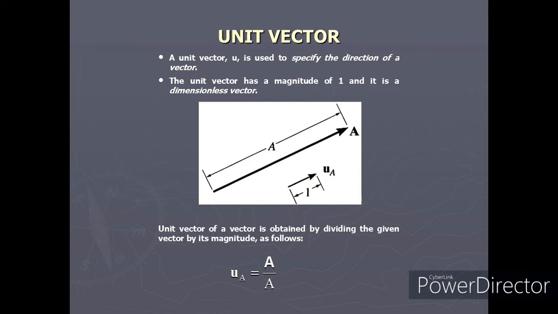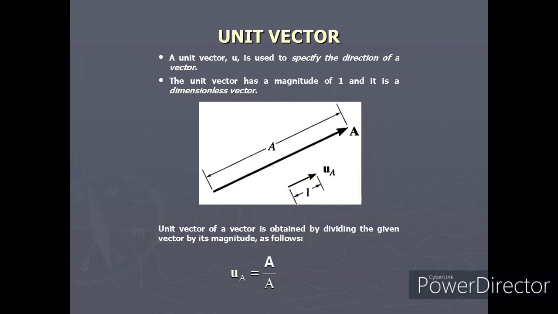A unit vector is used to specify the direction of a vector. The unit vector has a magnitude of 1 and it is a dimensionless vector. If you have a vector A, you have a unit vector in the direction of that vector whose magnitude is 1, and mathematically it is obtained by dividing the vector in Cartesian form over its magnitude.